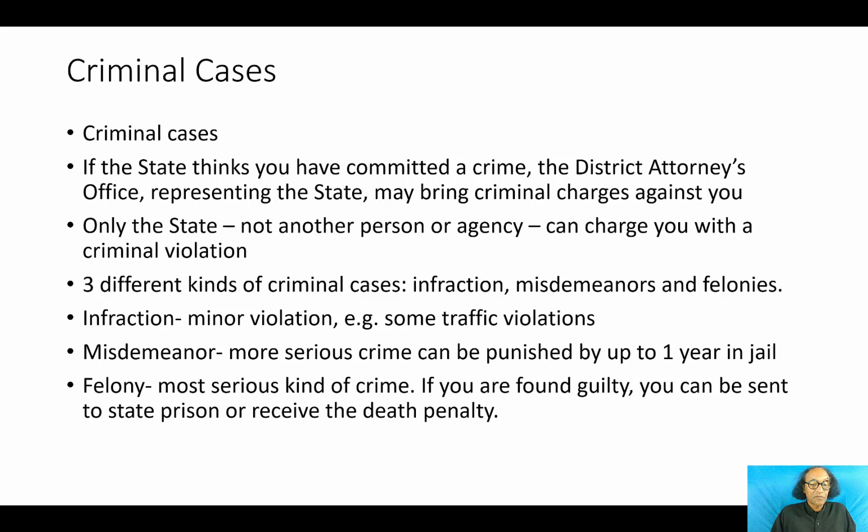So the distinction between felony and misdemeanor simply would be whether the person is going to do county jail time or state prison time. And of course, in felony cases, the person could receive the death penalty as well, not just simply prison time.